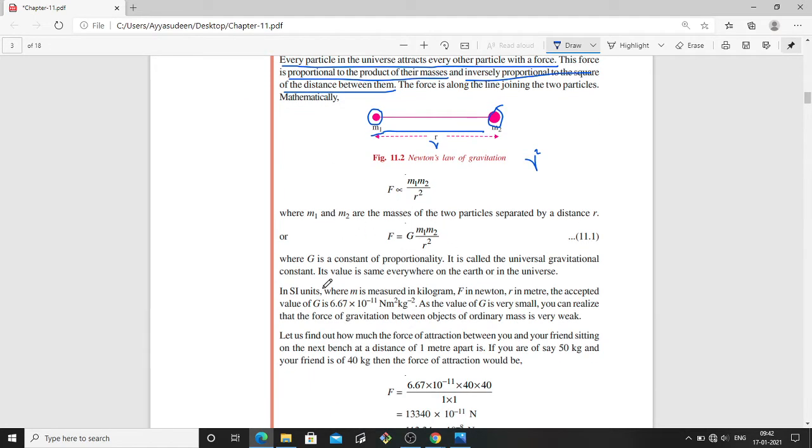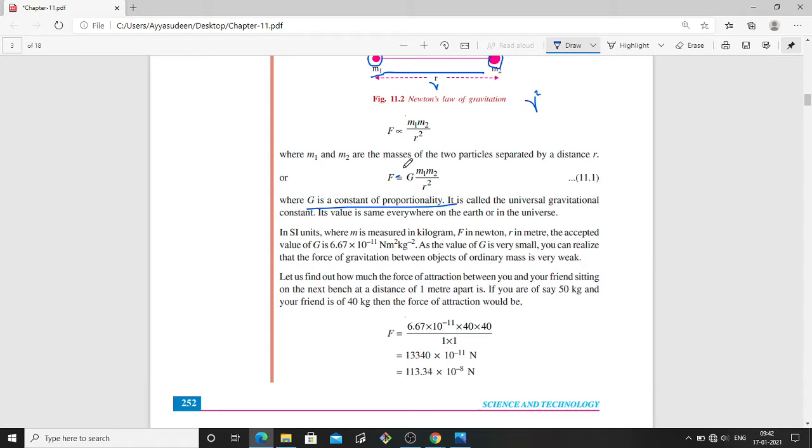Now we introduce a constant of proportionality, G, which makes it equal: F = G m1 m2 by r square. This is Newton's law of gravitation. The gravitational constant G is very small. The value is 6.67 into 10 power minus 11 Newton meter square kilogram power minus 2. This is the same everywhere. So this is the value of G.